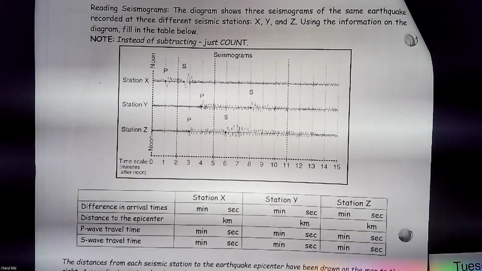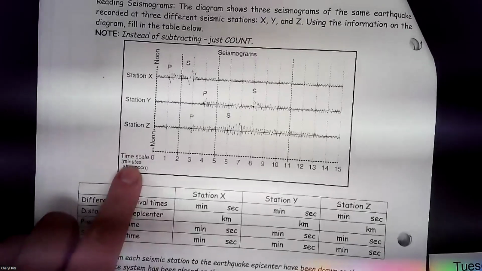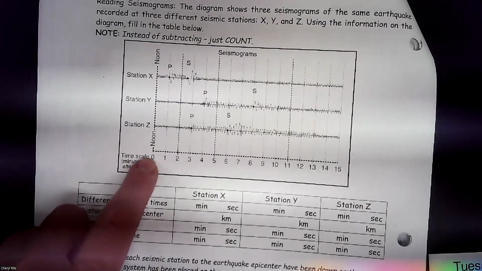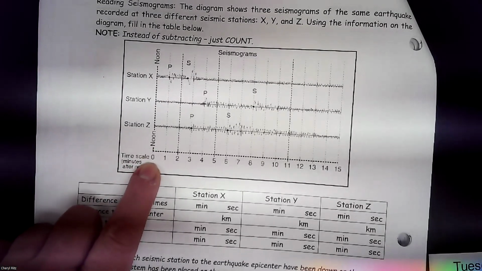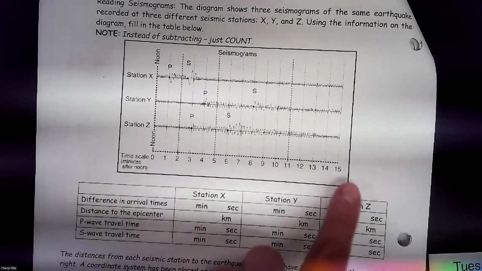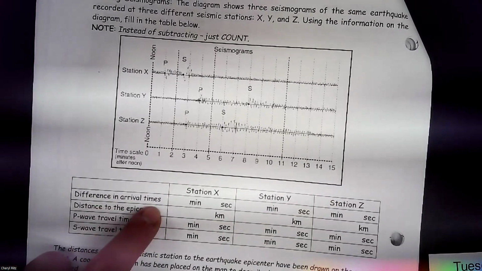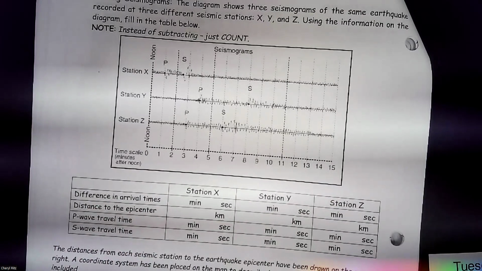So to do this, the first thing you're going to have to look at every time you do one of these is the scale. The scale will always be different on every one of these, and that's how they try to trick you. On this one, it tells you the time scale is in minutes after noon. So this one is 0 minutes after noon, which means it's exactly noon. Then 12:01, 2, 3, all the way to 12:15. So before you can tell me the difference in arrival time, you do need to be able to tell me when they each got there.